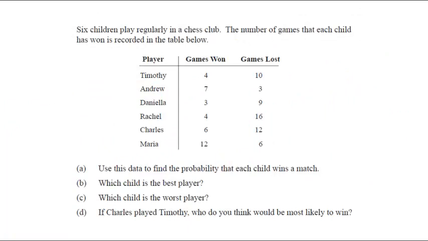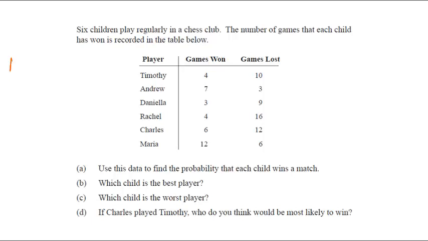Here is a probability question that says that 6 children are playing chess regularly. The number of games that each child has won is in the table. Timothy won 4 games and lost 10. Andrew won 7, lost 3. Daniela, continue. Now, question A is saying, use the data to find the probability of each child winning a match. How do we do this?